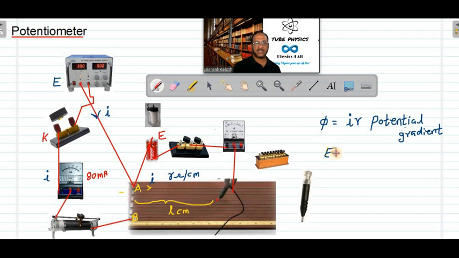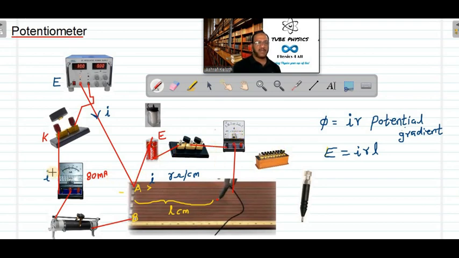E is equal to, the EMF of the cell will be equal to L into IR. Or I will write first I into R into L. I into R into L will be the EMF. Because each 1 centimeter IR is the voltage drop, L centimeter will be IR into L, and that I into R into L voltage will be opposite to the EMF of the cell. So both are cancelled. That is why the galvanometer is showing zero deflection.